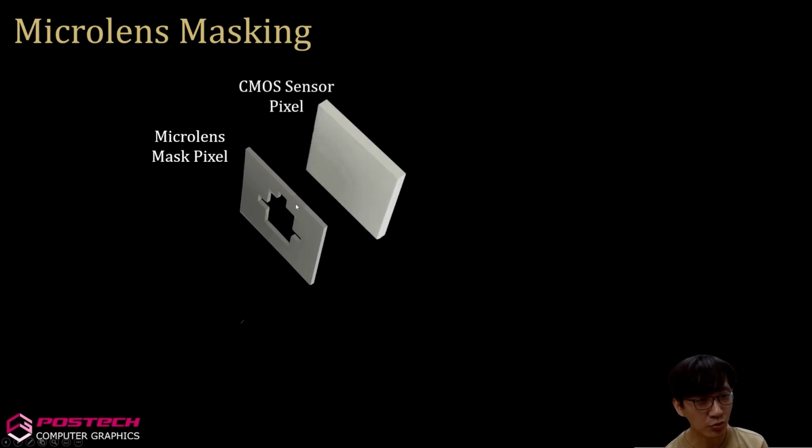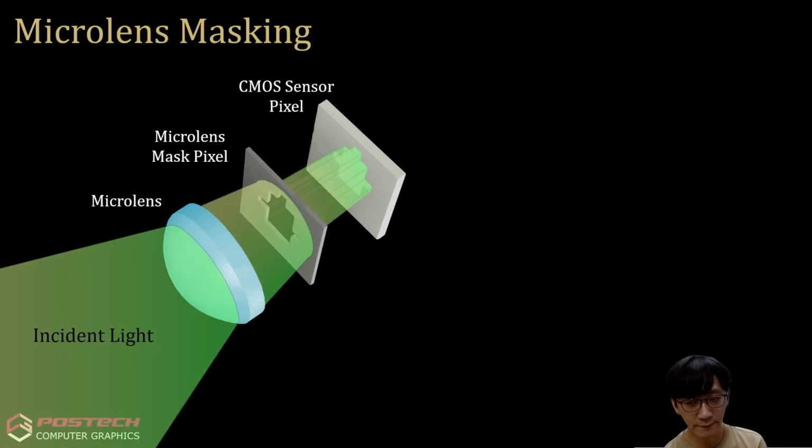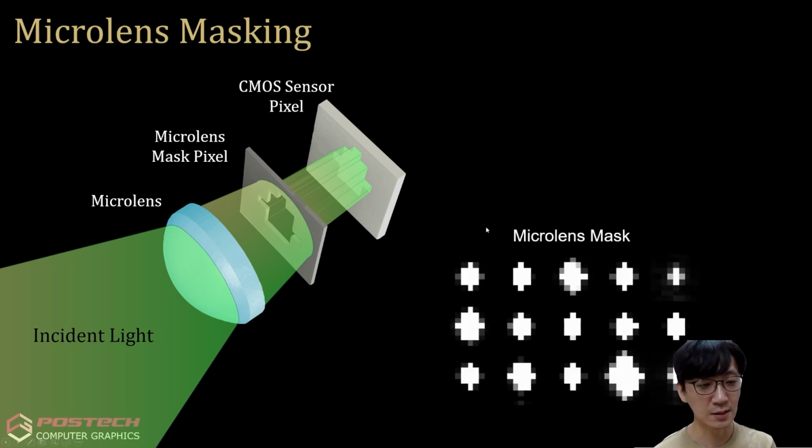that exist between the sensor CMOS pixel and the micro lens. All right, then let's see what's going to happen. If we have incident light to a micro lens, then the light is going to be occluded based on this micro lens mask pixel pattern, and then our CMOS sensor pixel will collect only the light energy that passes through this mask. This mask selectively blocks the incident light energy, and that allows us to effectively give each pixel its own custom aperture.